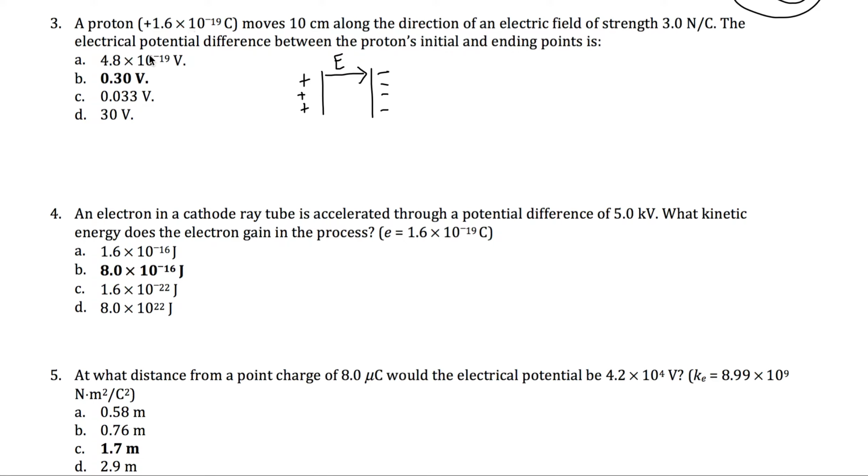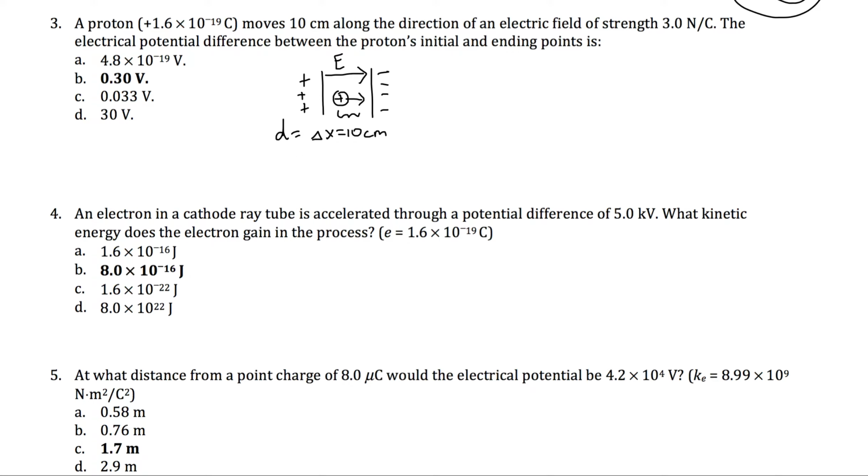And now I'm going to visualize what it says here. It says that a positive charge is moving along the direction of the field. So that means that my positive charge is moving to the right. And we want to know what is the potential difference between the starting point and the final point. We're told that it's moving a distance of 10 centimeters. So that's your delta X, or we also call it D.